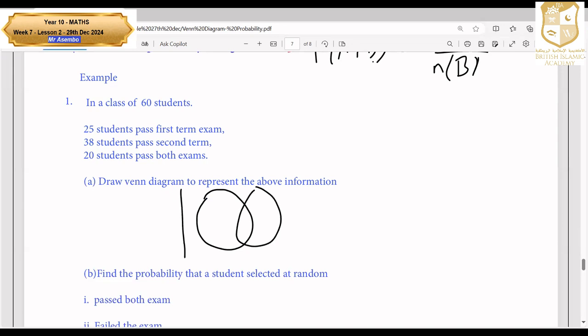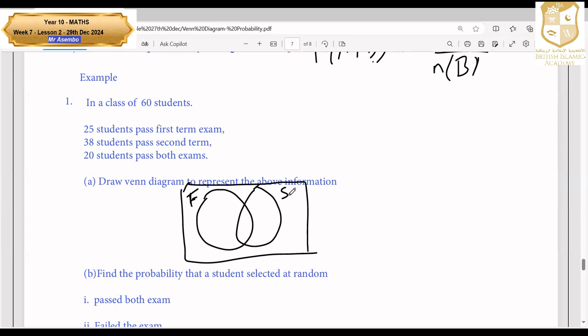So this is my Venn diagram up to here. Now, let's select a letter. Since we are not given the letter, we are at liberty to select letters to represent the first exam and the second exam. For the first term exam, let's use F, and then let's use S for the second term exam. So set F represents the set of people who passed the first term exam, and S represents the students who passed the second term exam. Now let's try to represent the information in this Venn diagram.